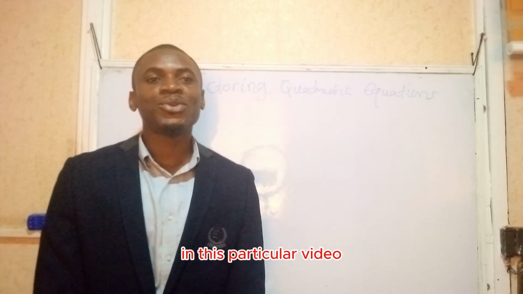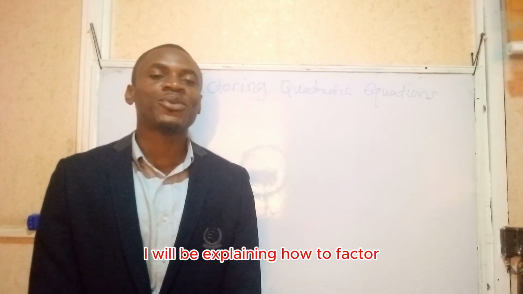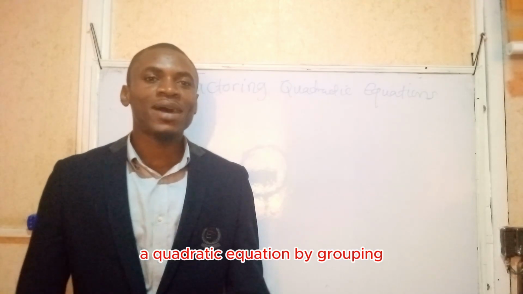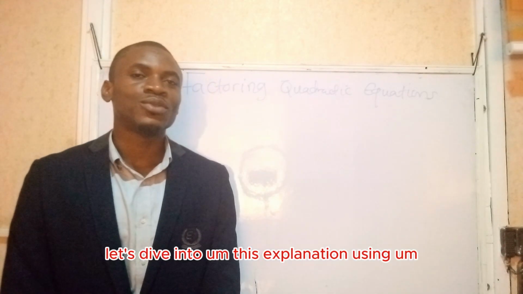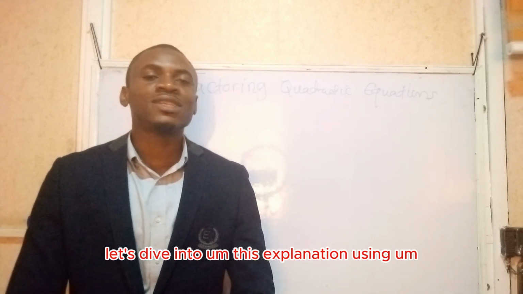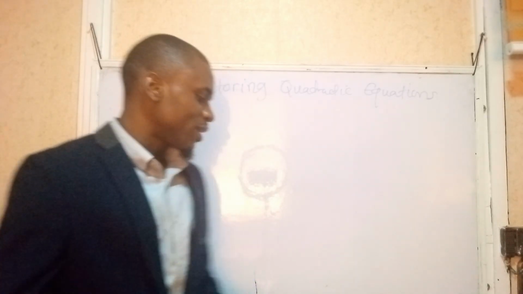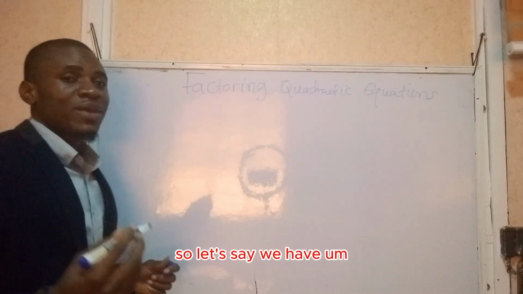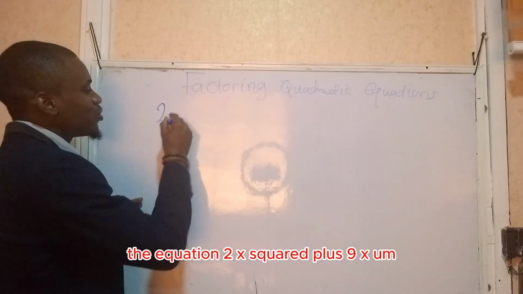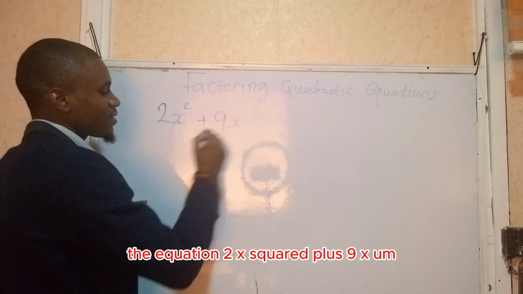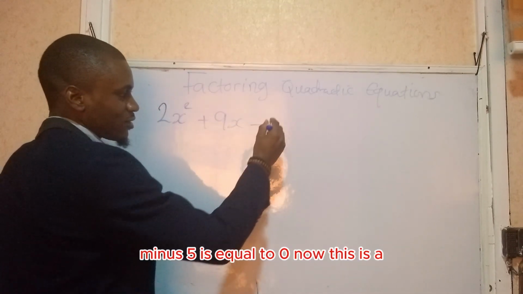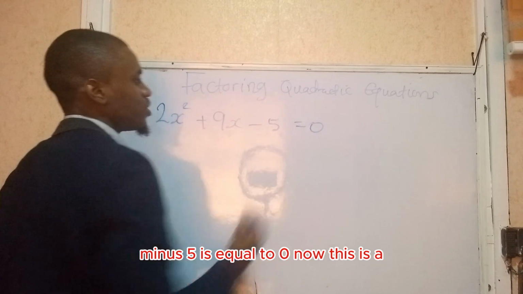In this particular video, I will be explaining how to factor a quadratic equation by grouping. So without any further ado, let's dive into this explanation using a perfect example. Let's say we have the equation 2x squared plus 9x minus 5 is equal to 0.